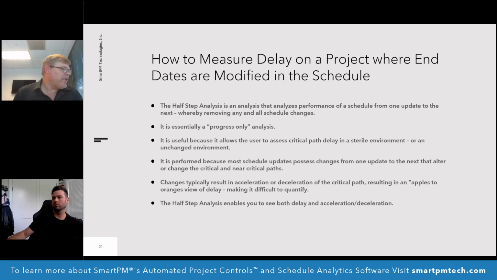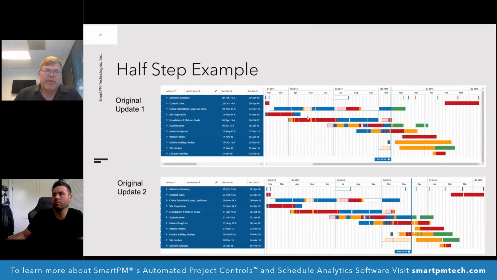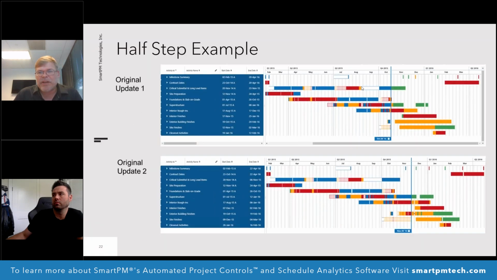Now, how about when somebody keeps changing the data date such that delays are happening but end dates aren't changing? We have what's called a half-step analysis, and I want to do this really quick. A half step is where you take the plan. Here's my original plan and here's my update. You can see that they both have the same or around the same end date.